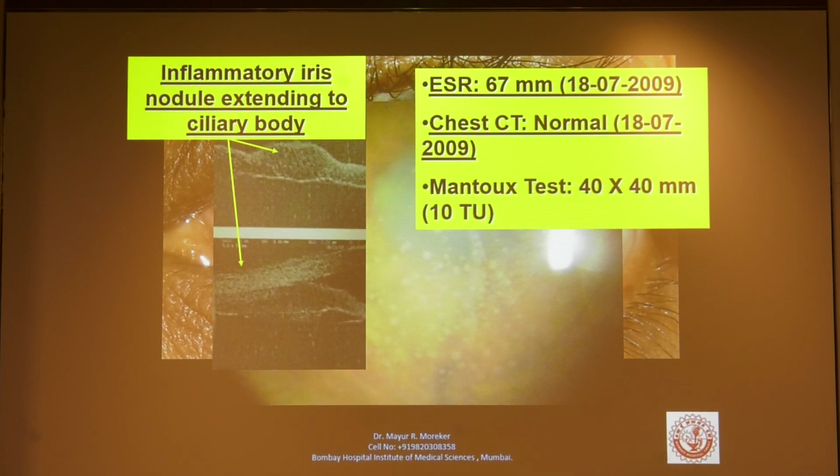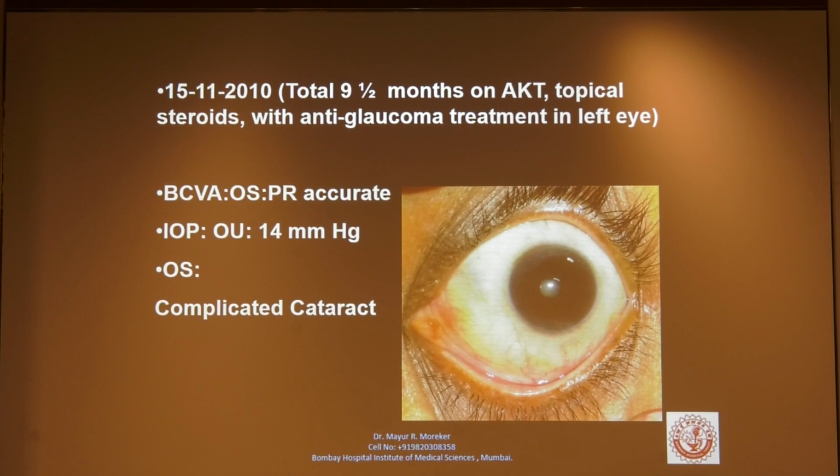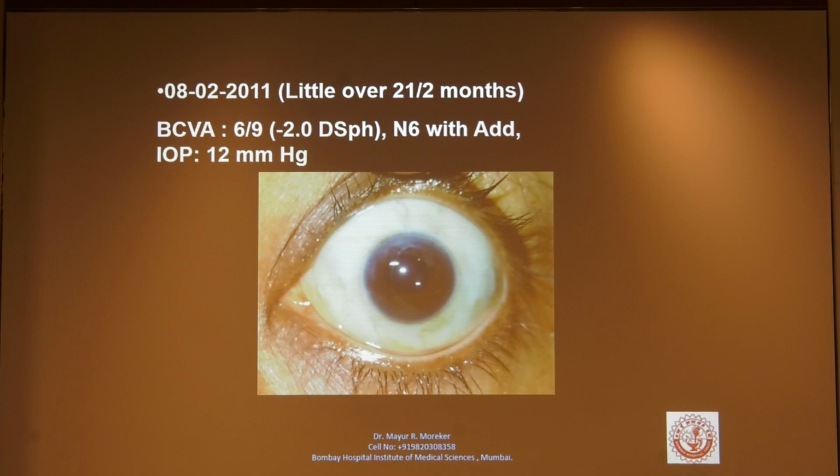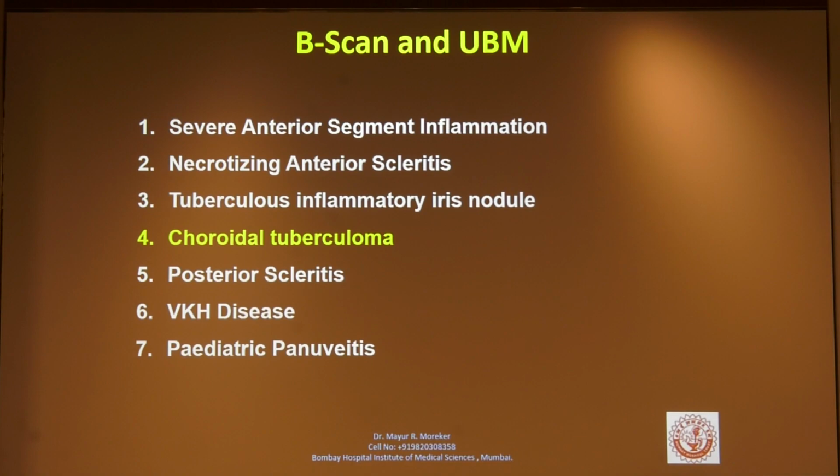This is a 2009 case when one would request for an HRCT. In current times, we would request for a contrast chest CT. Patient underwent AKT total 9.5 months, after which she developed a complicated cataract. I would like to re-emphasize here that before doing the cataract surgery, it's best again to resort to USG-B scan and a UBM to look for cyclitic membranes. Patient underwent cataract surgery. The USG-B scan and UBM were both normal, and this is a picture 2.5 months after cataract surgery. Vision of 6/9.